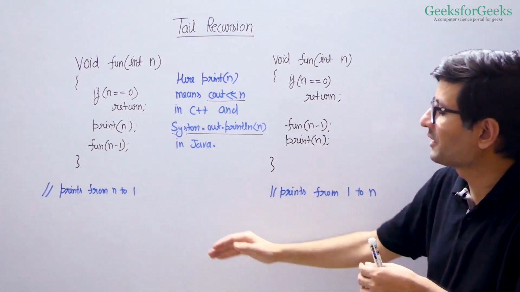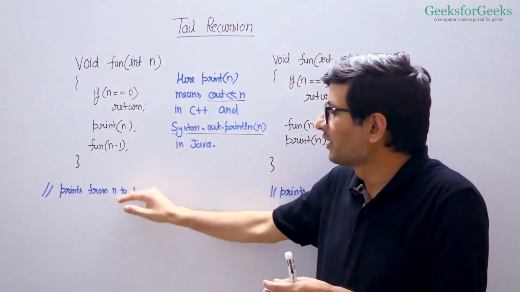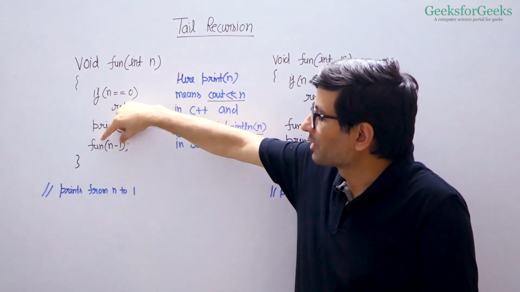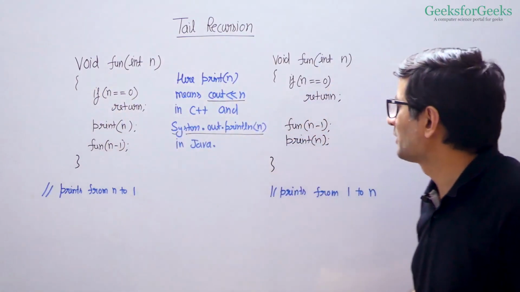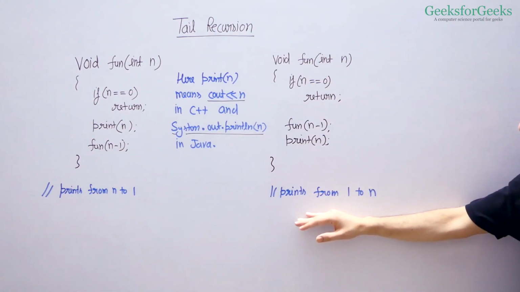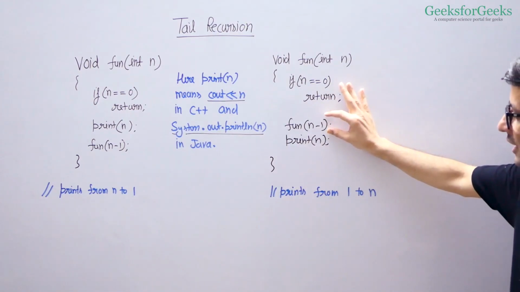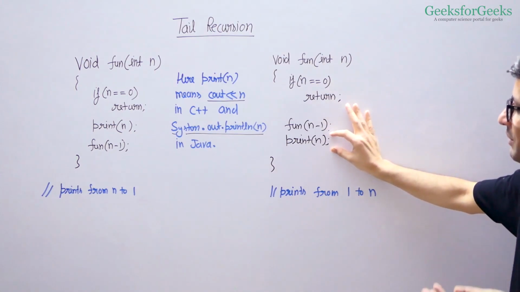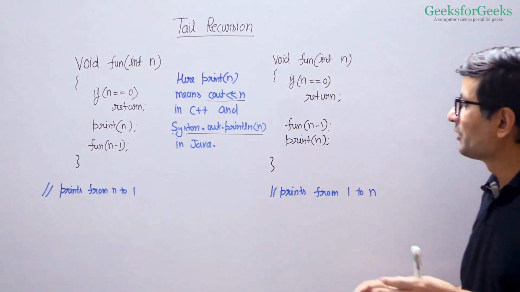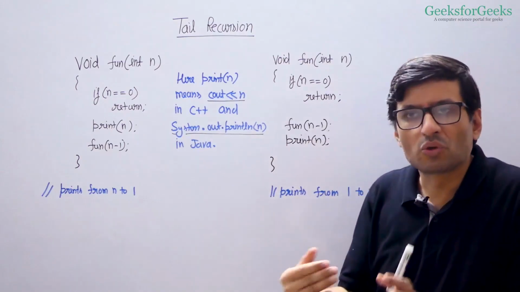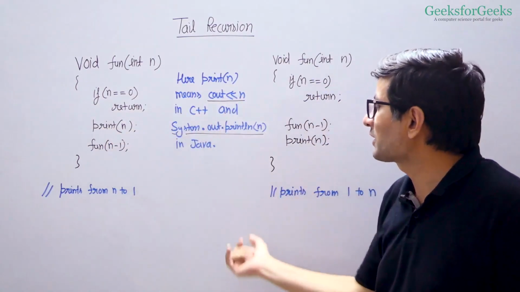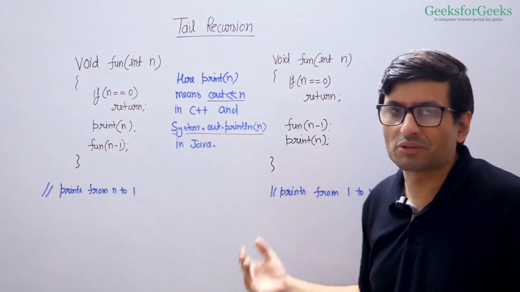This function prints numbers from n to 1. It first prints the nth number, then recursively calls for n minus 1 numbers. This function prints numbers from 1 to n. It first prints n minus 1 numbers using recursive calls 1 to n minus 1 and then prints the nth number. These functions are written in some pseudocode where print n means cout n in C++ and System.out.println in Java.